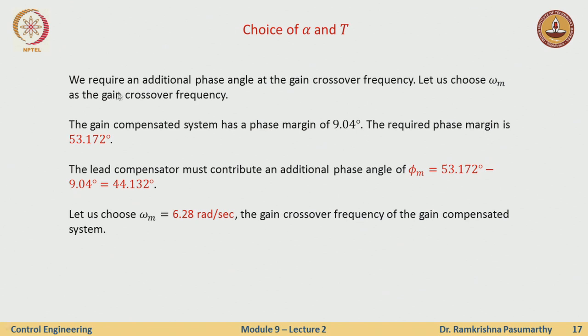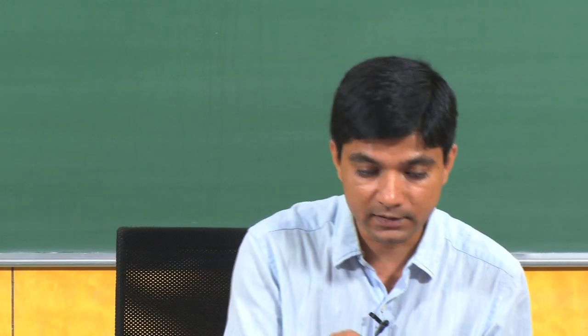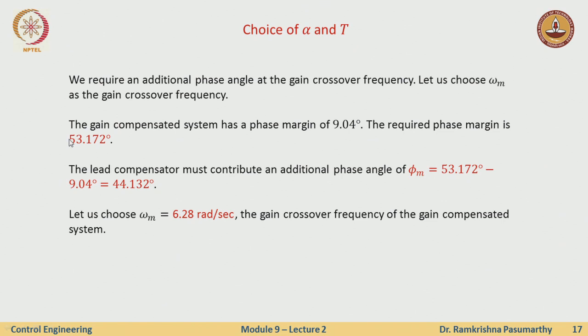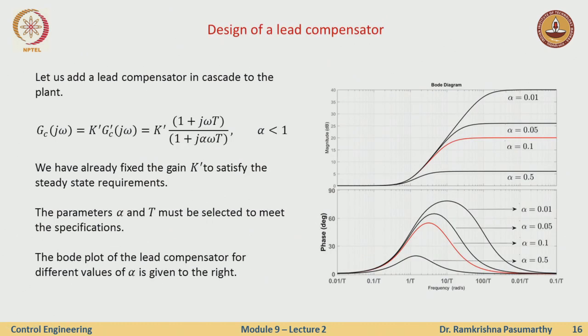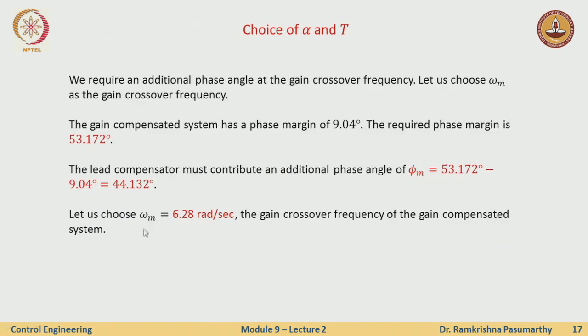Now we require an additional phase angle at the gain crossover frequency. This is how the phase margin is defined: 180 plus the phase, computed at the gain crossover frequency. At this gain crossover frequency, the angle should be 53. I already have an angle of 9.04. How much should the lead compensator give me? Through this computation, the lead compensator should give me an additional angle of 44 degrees at this point. If this angle plus 44 is achieved, then I am fine. My transient specifications are met, my steady state specifications are met, and I am happy. So how do we go about this? Here is my gain crossover frequency 6.28, and I add this much angle at this frequency. That is what I would naturally do.